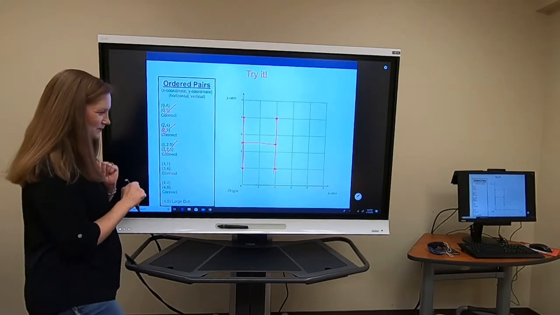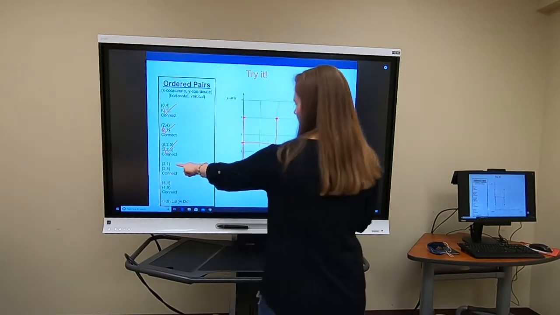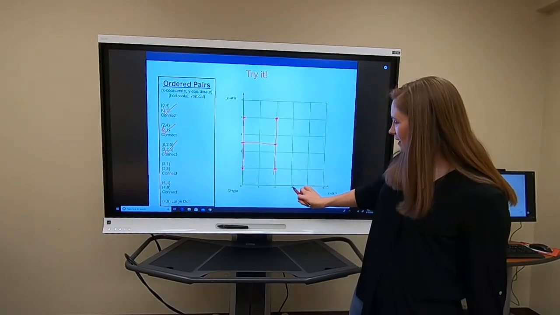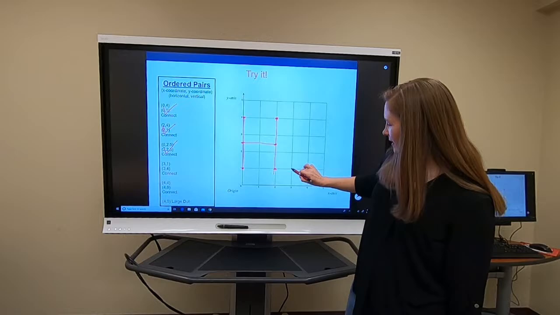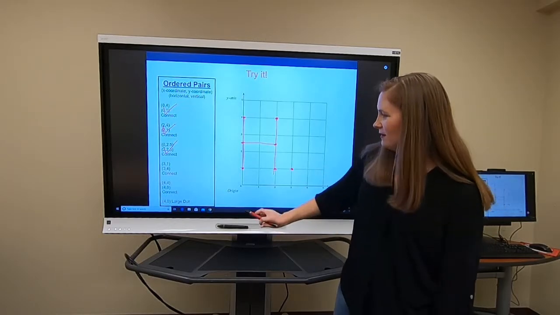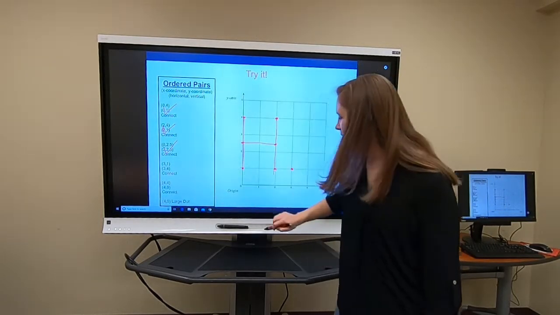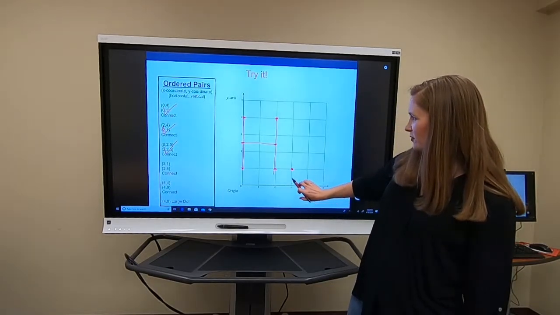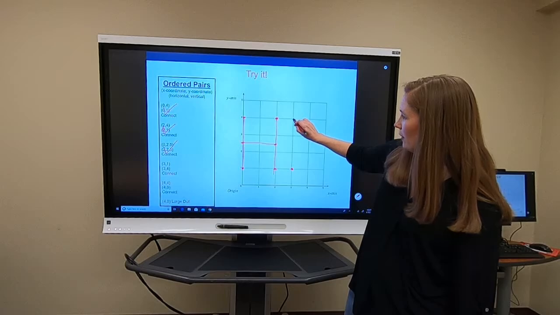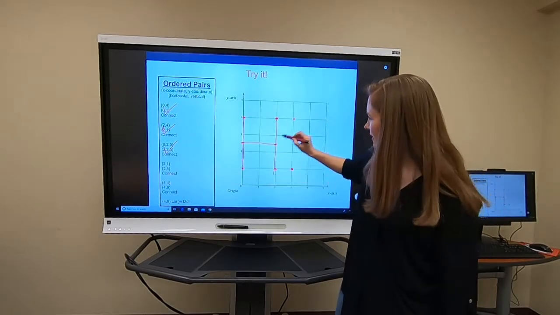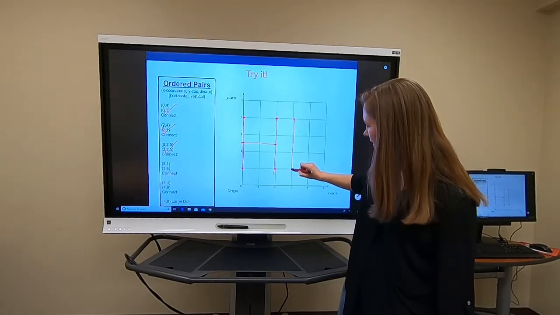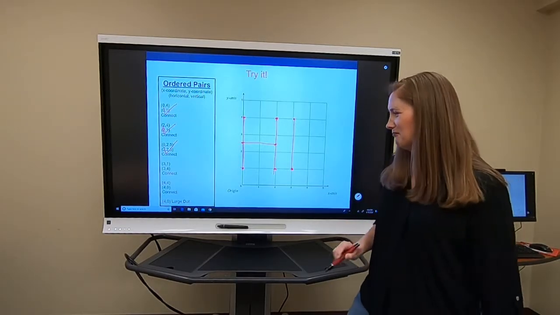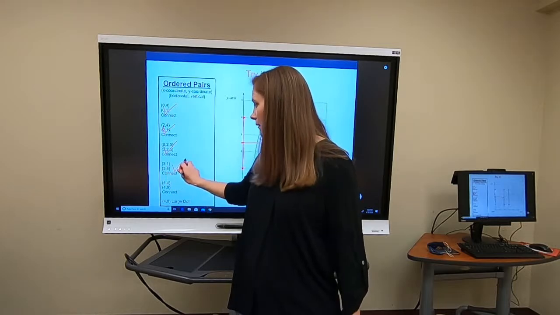Let's go on to the next one. So the next one says 3, 1, 3, 4. So I move horizontally 3, vertically 1, then 3, 4. I start at the origin, I move horizontally 3, vertically 4, and then it says connect, so I connect. What do you think that is? Probably an I. I think y'all might be figuring it out.